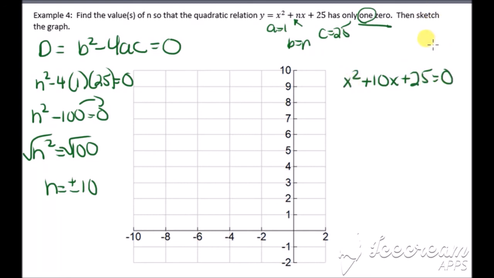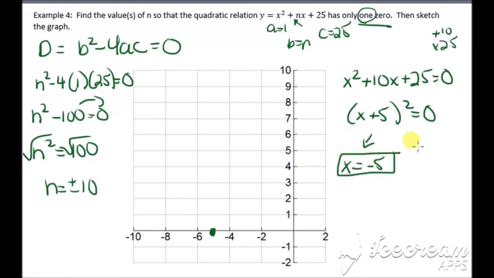When we factor this, two numbers that multiply to 25 and add to 10 give us x plus 5 squared. So with x plus 5 squared, we have only one x-intercept, so that's going to be the vertex, and it's going to lie at -5. So now let's just use symmetry, okay? Let's plot a point at -3.